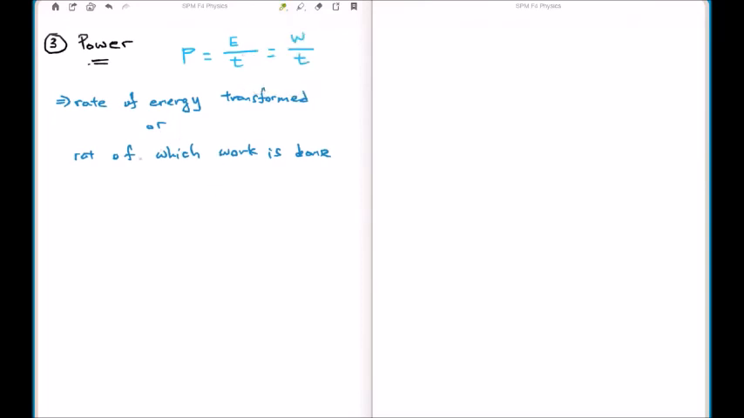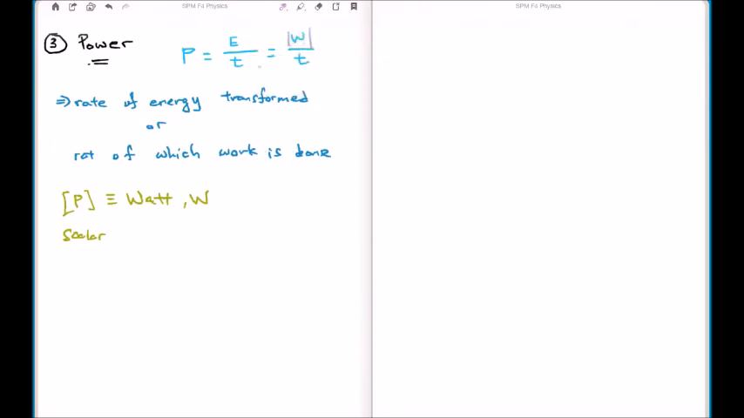In terms of unit, power is measured in watt, W-A-T-T, capital W. And it's just a value, right? There's no direction. In this case, power is a scalar quantity, there's no direction to tell. You just need to take the magnitude of it.